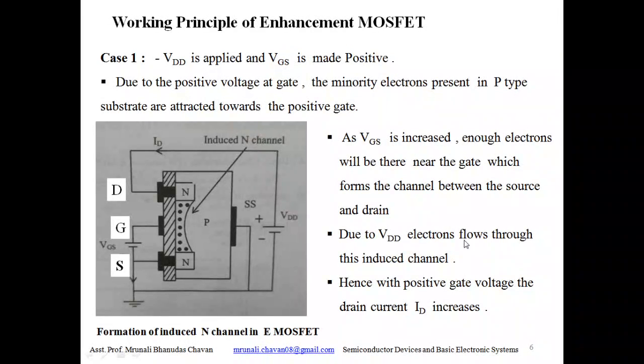Due to the VDD, electrons flow through the induced channel, and due to this VDD applied, the electrons will flow through this induced channel. Hence with positive gate voltage, the drain current ID increases.